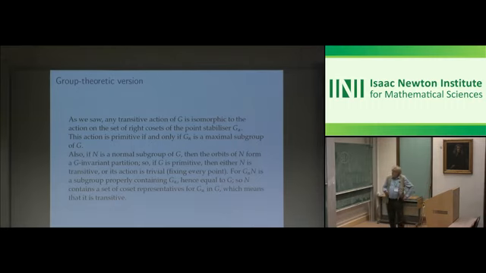And there's another thing you can say here. If you have a normal subgroup N of G, then the orbits of N form a G-invariant partition. That follows directly from the definition of normal subgroup. So if the group is primitive, either N is transitive or the action of N on omega is trivial. That means that non-trivial normal subgroups of primitive permutation groups must be transitive.